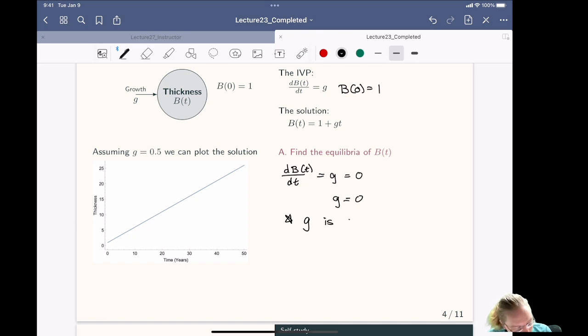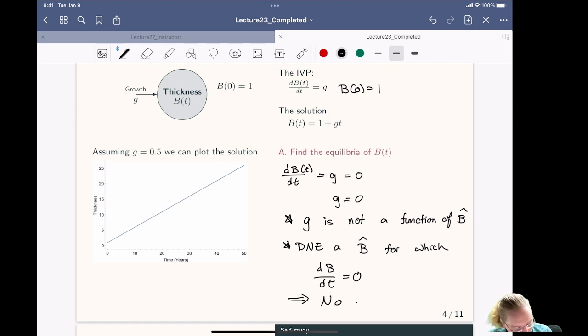g is not a function of b hat. This means there does not exist a b hat for which dB/dt is equal to 0. This implies that there is no equilibrium. So we're not trying to find the values of the parameters, like the parameter g, where this is true. There is a parameter value for which this is true, which is g equals 0. But there is no value of b hat for which there is equilibrium.